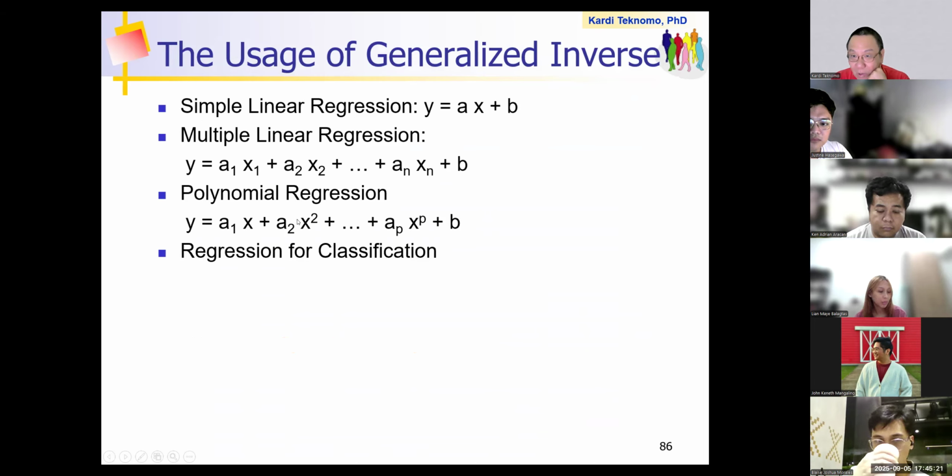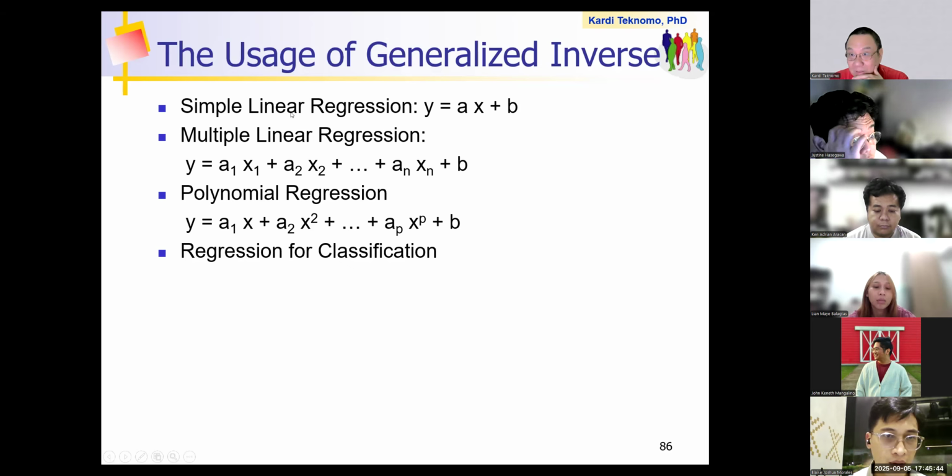So you have x squared until x to the p. So you can put all of this x into the matrix A, and this parameter here becomes the vector. Yeah, the last one is 1, right? Then you can solve this using generalized inverse later. Is this clear or not?